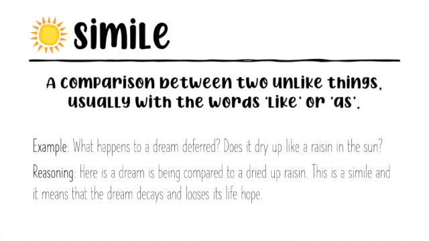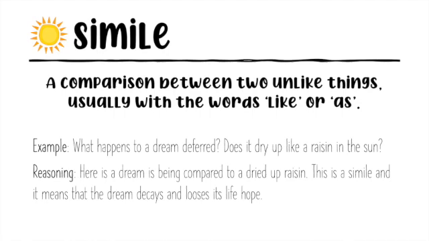For example, what happens to a dream deferred? Does it dry up like a raisin in the sun? Now the reasoning that this is a simile is the dream is being compared to a dried up raisin. This is a simile and it means that the dream decays and loses its life and hope. Kind of a depressing example.